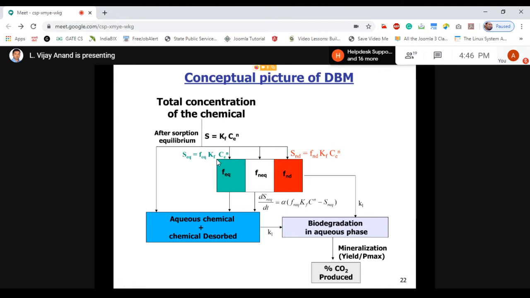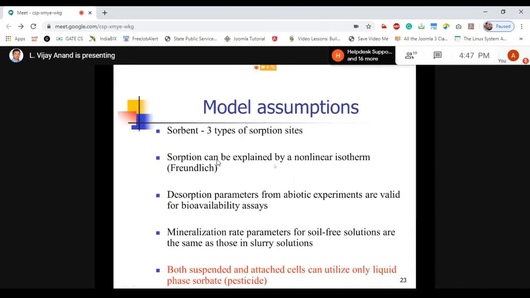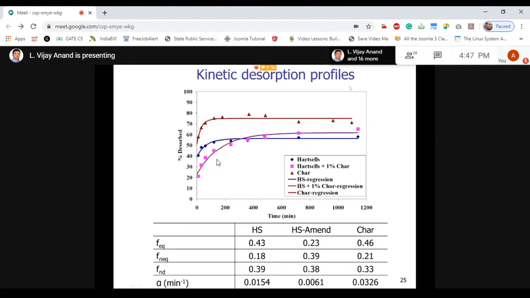If you look at the model assumptions, it uses three different types of sorption sites, and the kinetic desorption profiles essentially capture that. There is an initial equilibrium fraction, the pink line here, which is instantaneous adsorption. Desorption happens for a certain time, and not everything is desorbed. It is limited at around 55 to 60%, and there is a hysteretic fraction that is not desorbed at all. So this model can capture these three different phases present in the sorbent. It is just a mechanistic model, one of the ways in which we can conceptualize the desorption process.